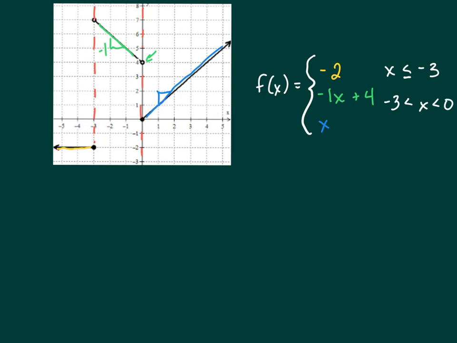Open circles on both ends, so that's why I don't have the line under here. And then finally, the last one, that is just from 0 onto infinity. So I can write that as x is greater than or equal to 0, because that's a closed circle. And that's my piecewise function for that.